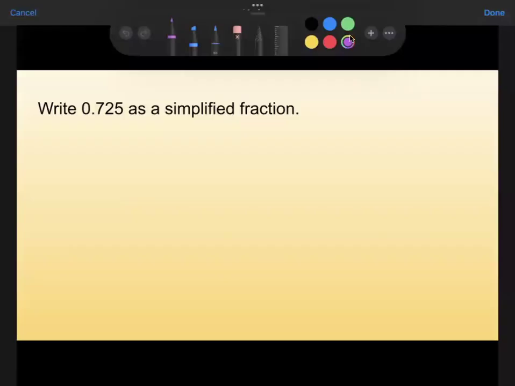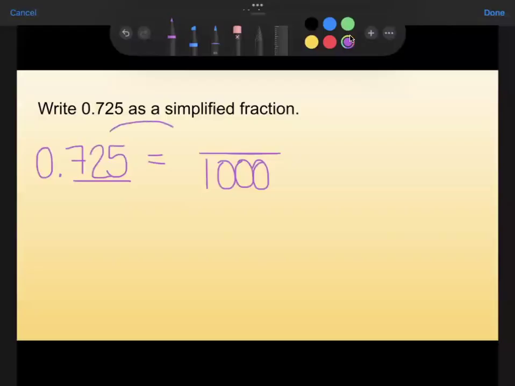Okay, here is our last example for today's video. We're going to write the decimal 0.725 as a simplified fraction. So let me rewrite the decimal here, 0.725. Okay, so again, the denominator that I choose for my fraction depends on the place value of the decimal. This decimal has 3 digits, so that means it goes out to the thousandths place. So I'm going to make 1,000 my denominator. Then I can just move the 725 up here and put it on top as the numerator.